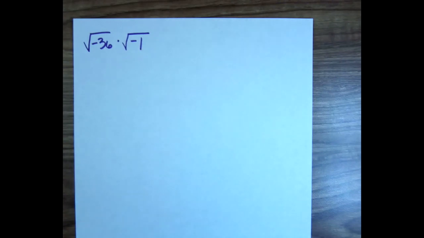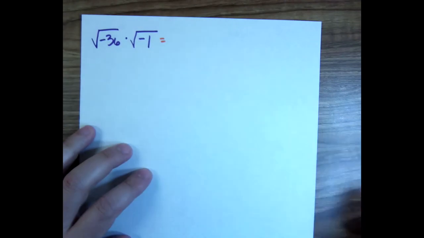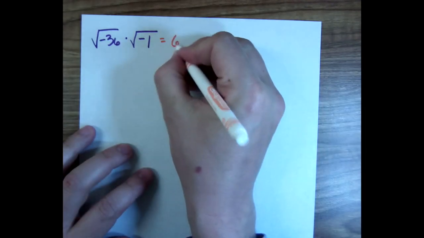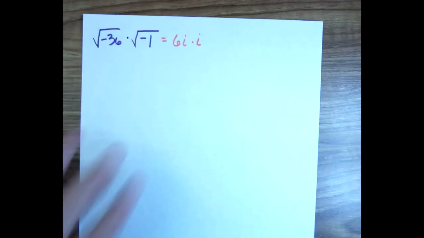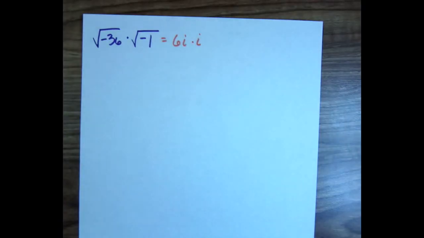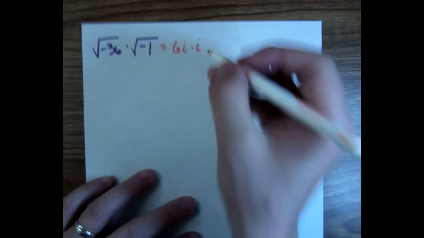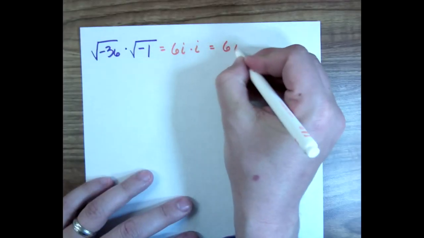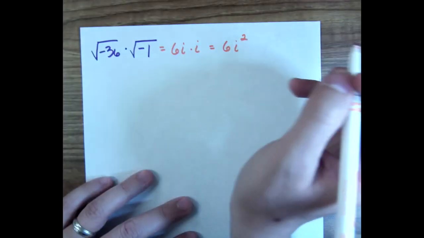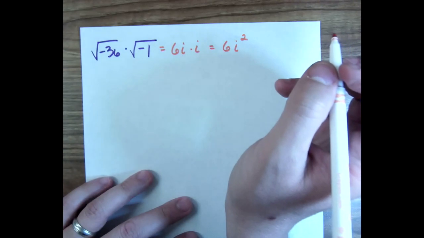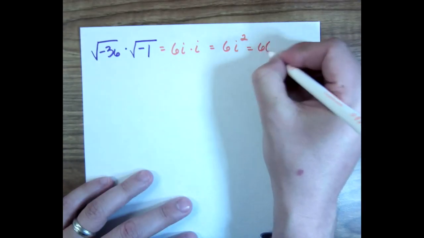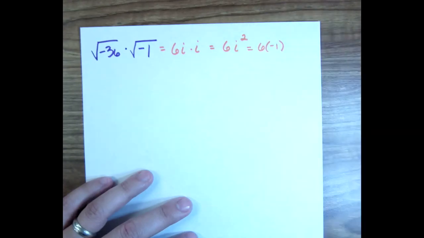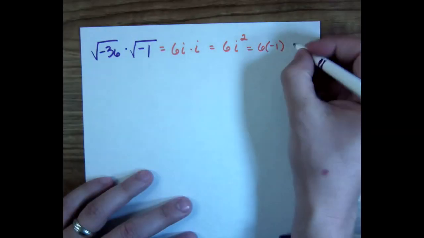So is it just going to be like 6i? Yeah, the first one's square root of -36 is 6i. And the square root of -1 is i. So it's 6i squared. What's i squared? -1. So that's 6 times -1, which is -6.